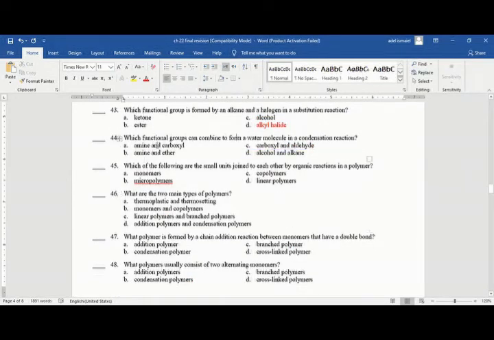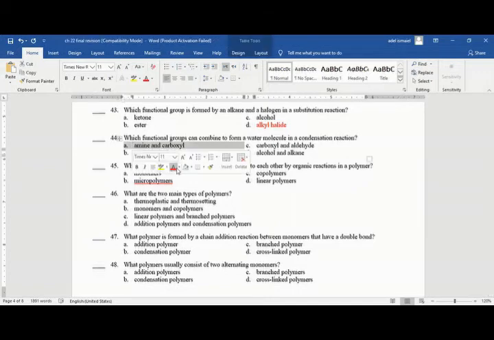Which functional groups can combine to form a water molecule in a condensation reaction? If you remember, we have amine and carboxylic acid. We abstract the hydrogen and the hydroxyl group from the acid, and from the amine we take the hydrogen.